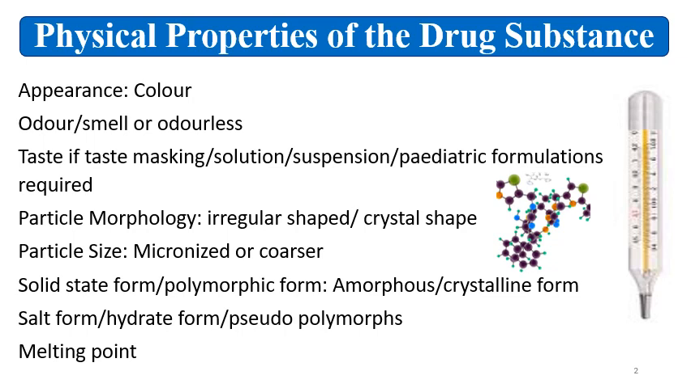Then solid state form. Solid state form is a physical property, whether it is a polymorphic form or a mixture of polymorphs, or whether it is a single polymorph or an amorphous or crystalline form, or it is a pseudopolymorph or hydrate form or salt form. So these are the physical properties which have an impact on the formulation development.